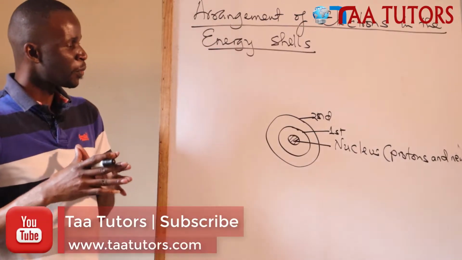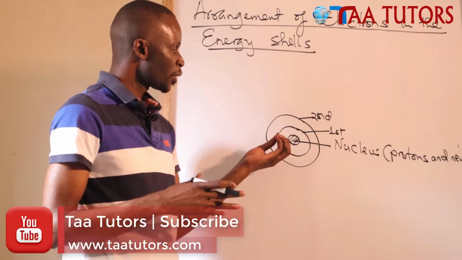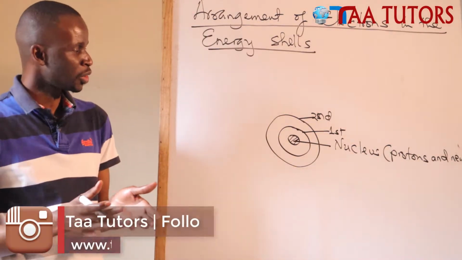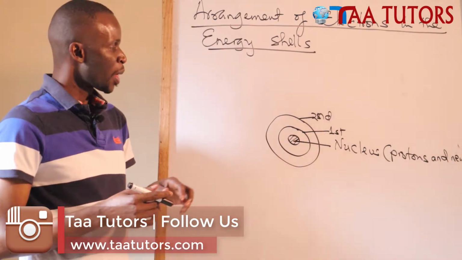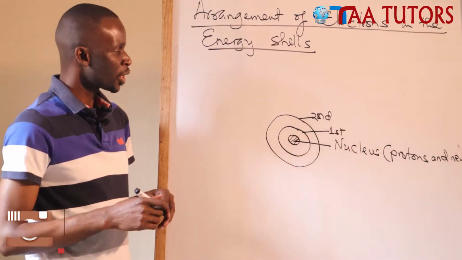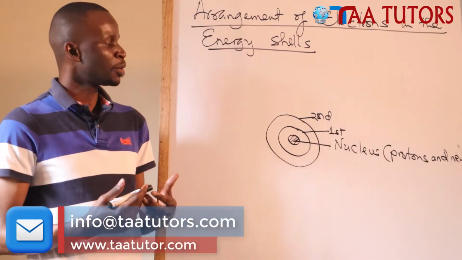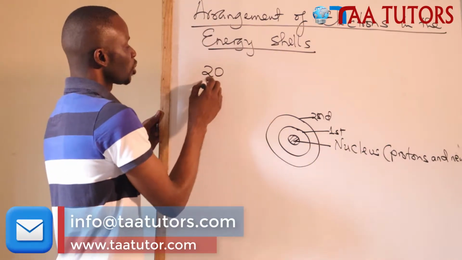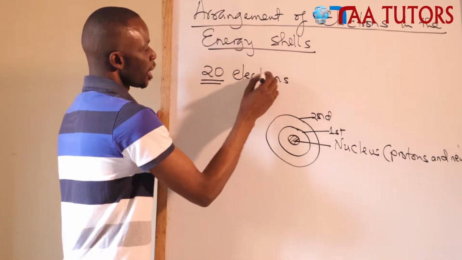Now, when we are filling, in the nucleus of an atom, we just have protons and neutrons there. We don't really study how they are arranged. In the energy shell now, we have to dig deeper to understand how electrons are arranged. And this will depend on a few guidelines. Because we are going to look at the first 20 elements only, these rules may change. So we are going to concentrate on the first 20 elements only.